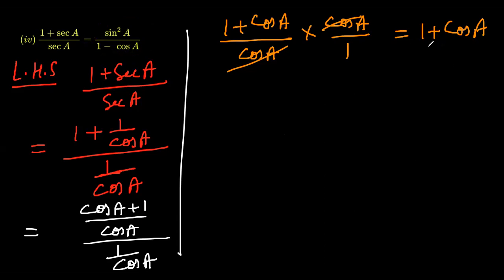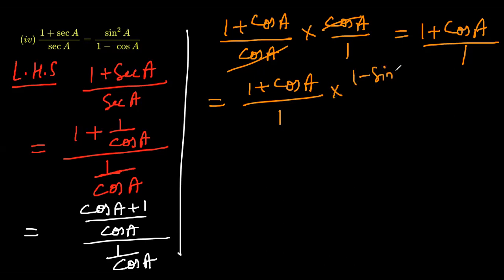1 plus cos a can be written as 1 plus cos a over 1, and we would multiply the numerator and denominator of this expression by 1 minus cos a. So we can multiply and divide both sides with 1 minus sine a, no? So that's what we are going to do.